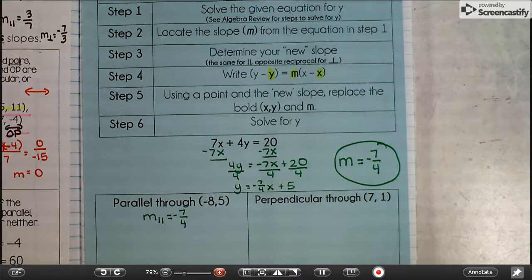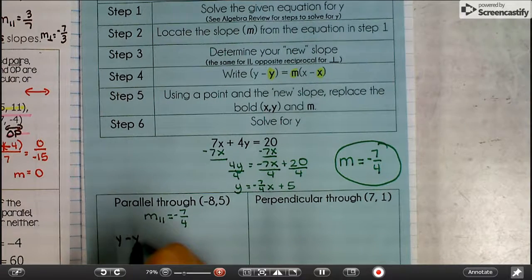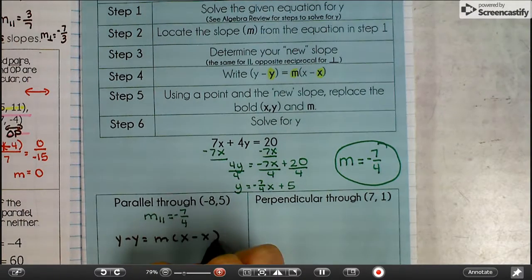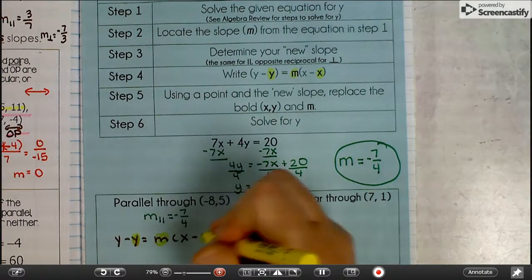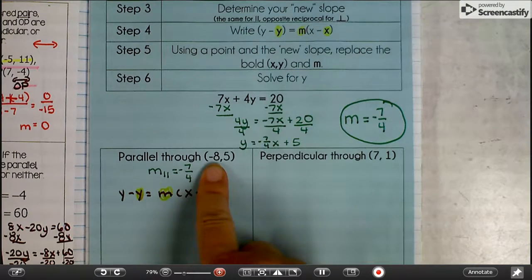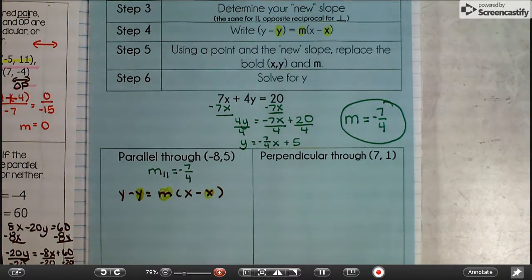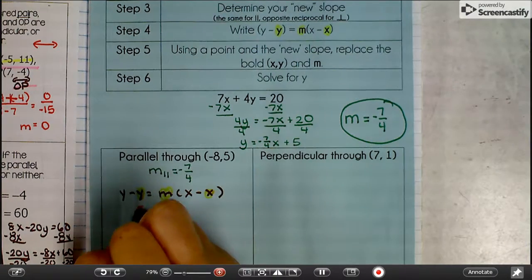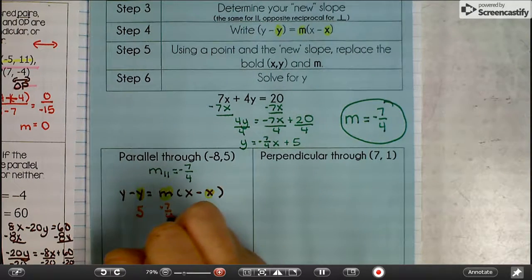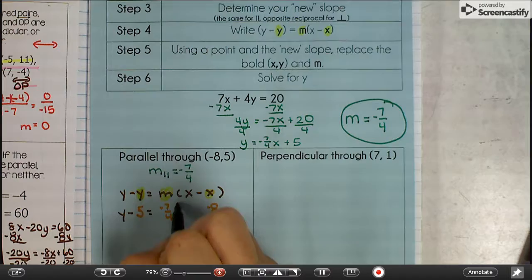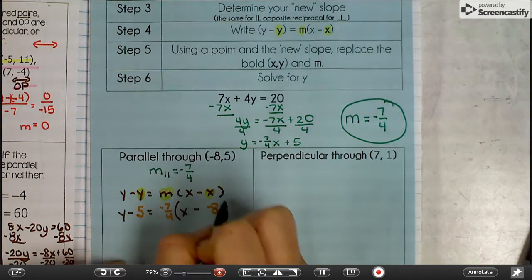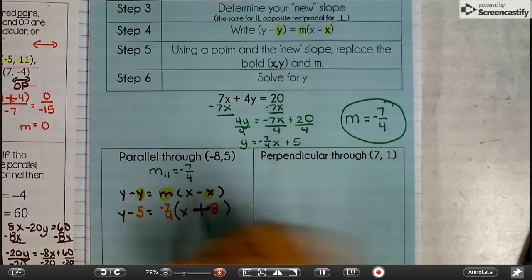Now we're going to literally write the equation. y minus y equals m(x minus x). Replacing only the ones that were bold, the second y, the m, and the second x. We will use the coordinates that they gave us right here to plug in and the slope. So I'm going to change those. y was 5. Slope is negative 7 over 4. And the x coordinate is negative 8. And I'll fill in around that. y minus 5 equals negative 7/4 times (x minus negative 8). Minus a negative is a positive.